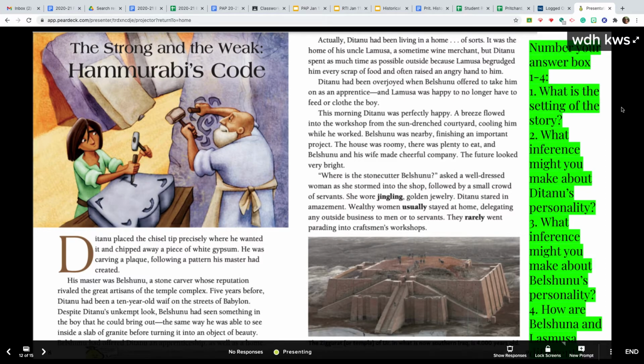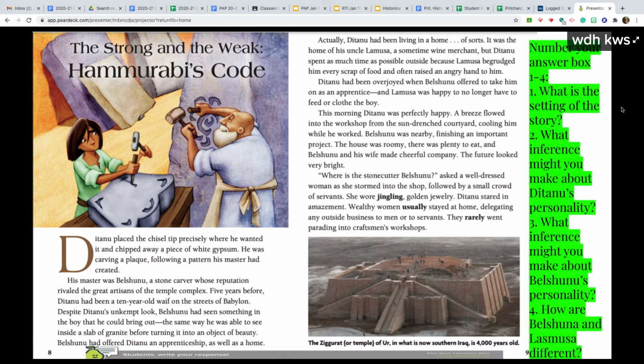Okay, so that information is background information that you needed to know for this short story. This is a historical fiction short story called The Strong and the Weak, Hammurabi's Code. As you can see, you're going to have several questions for each page. So while I'm reading to you, be sure that you're following along so that you have enough time to answer the questions.